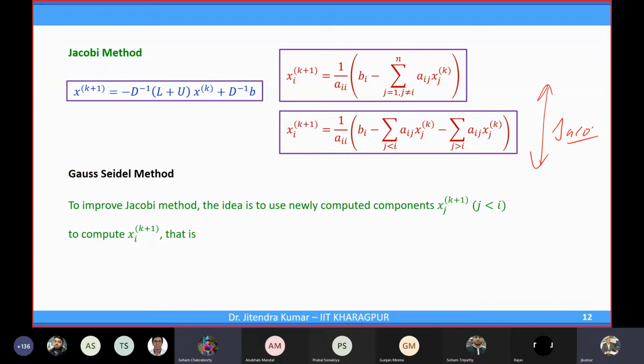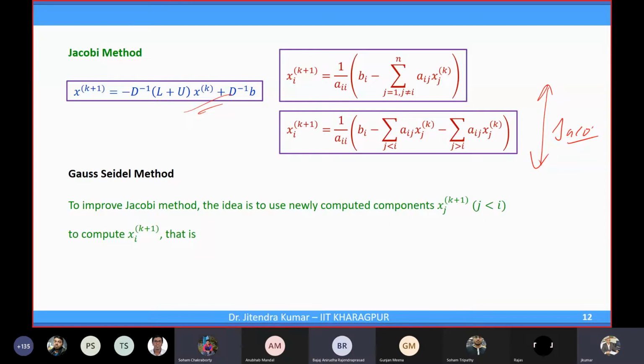Yes, true. So we have computed the first component, and when we are computing the second component, we can use that first component which was just computed in this iteration. And then for computation of x3, we can use x1 and x2. But Jacobi was not doing that. Jacobi was doing everything from the previous iteration. Clear?